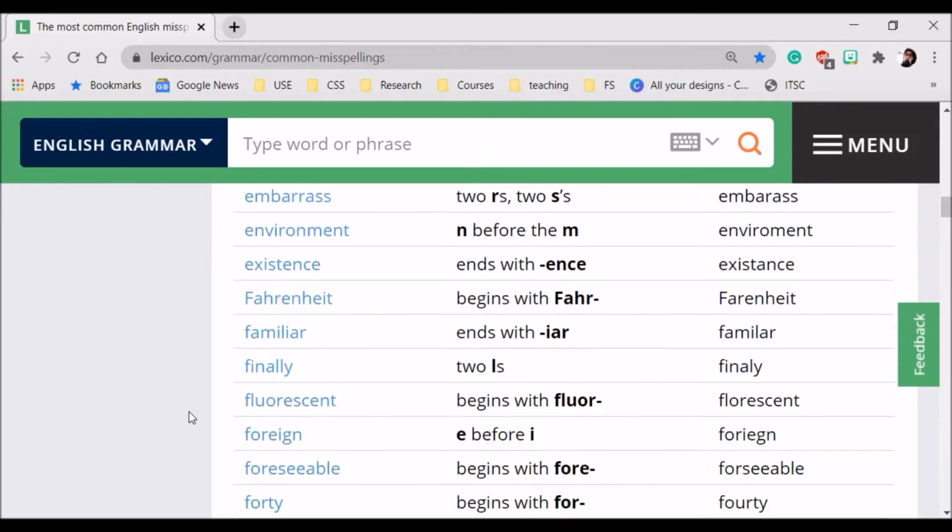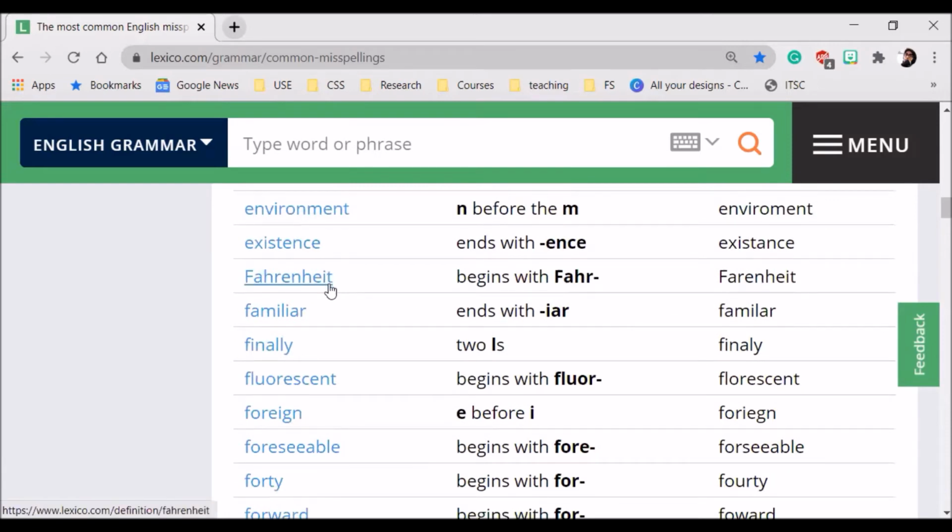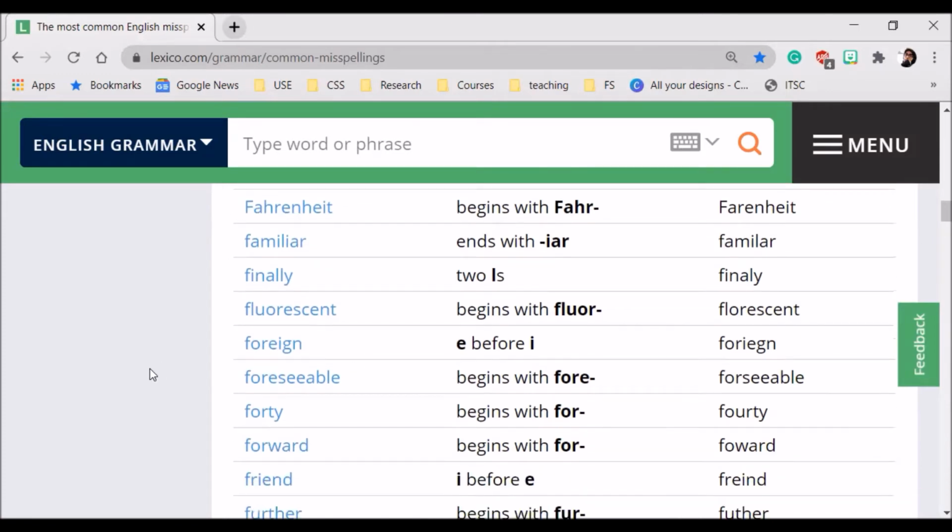Fahrenheit is EIT, okay, and AREN. And it also has H. Fahrenheit, the H is silent, but we have H very clear. Familiar, okay, we have two I's, ILI, like similar, similar, similar. Familiar is similar to similar. So it also has ILIA. Finally, has two L's. Okay, so many people write one L, so the correct spelling carries double L. We have fluorescent, so it begins with OU.